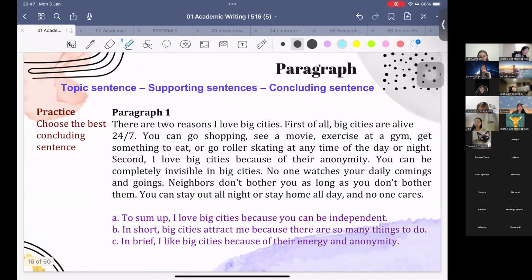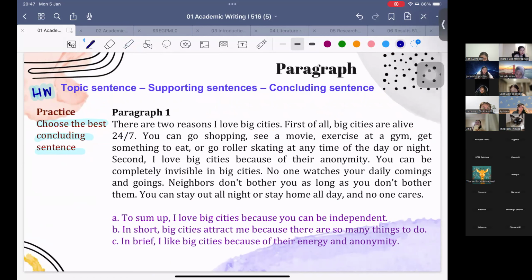Last but not least, the take-home homework is to choose the best concluding sentence based on the provided paragraph. Choose sentence A, B, or C. Which one would make the best concluding sentence for this paragraph? Just choose a choice, A, B, or C.